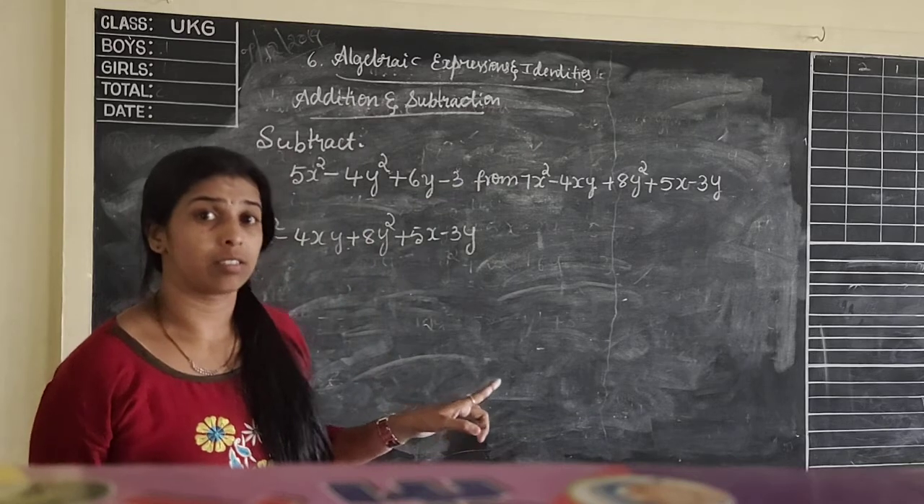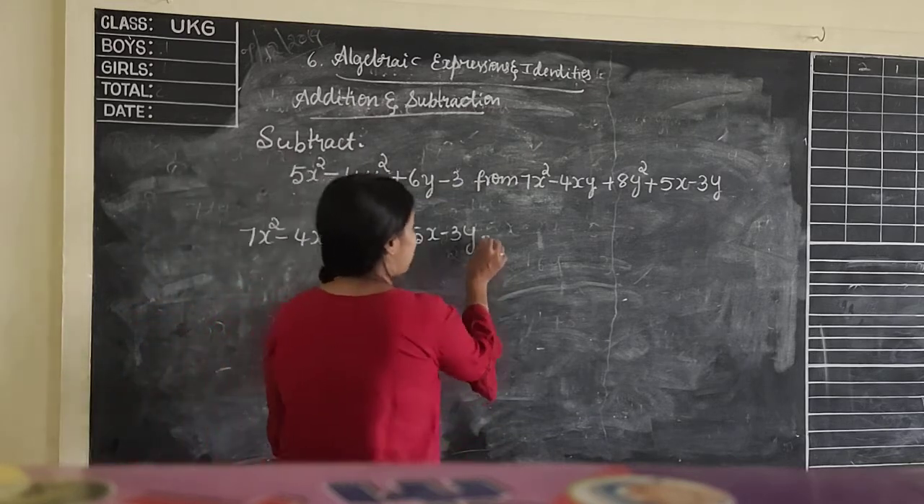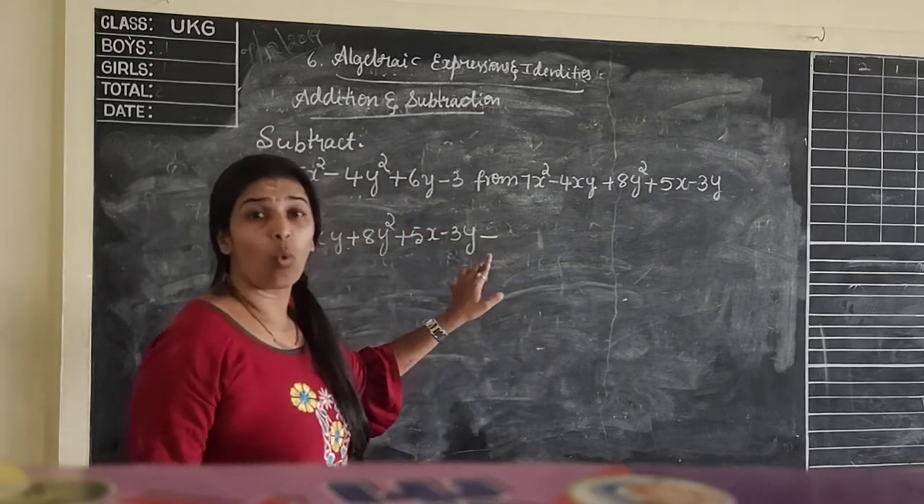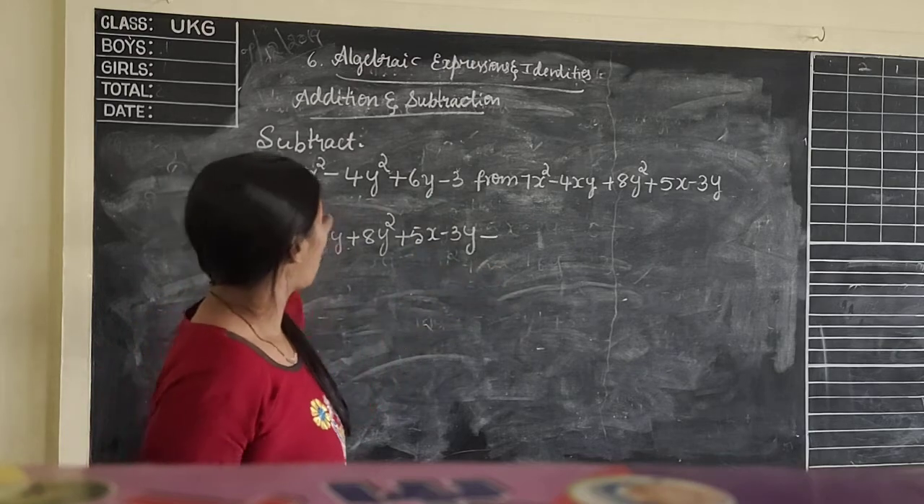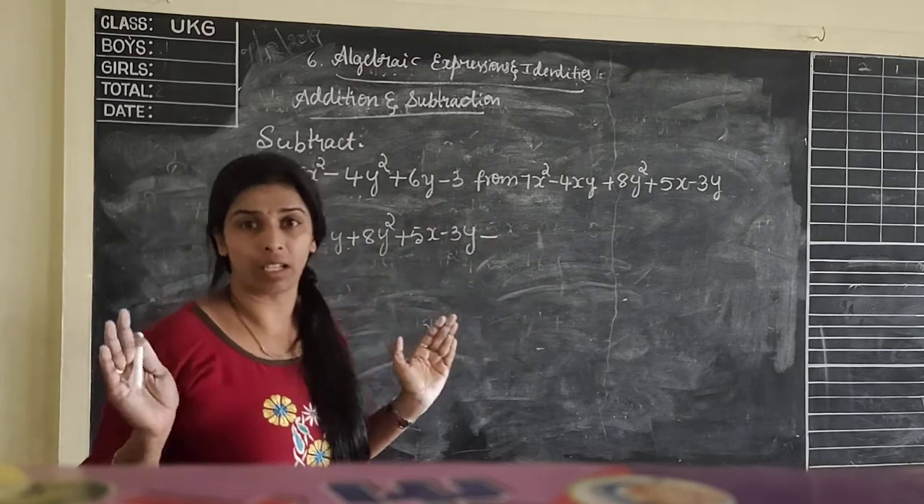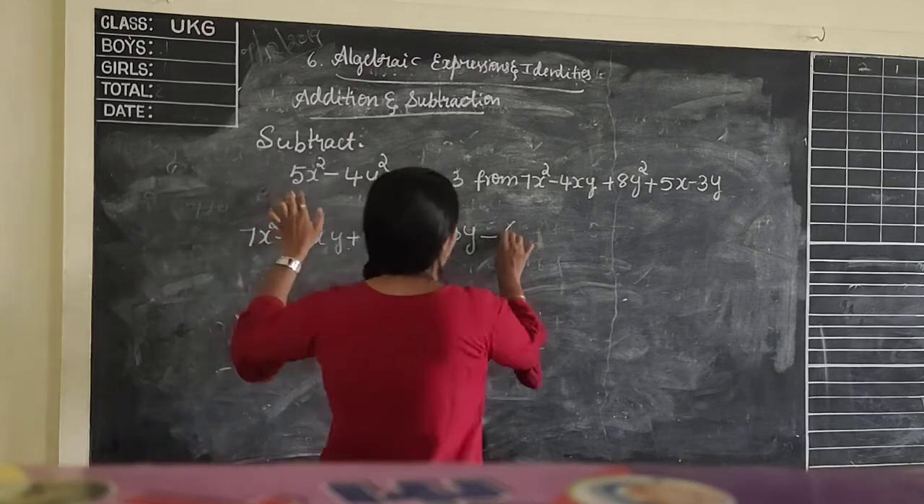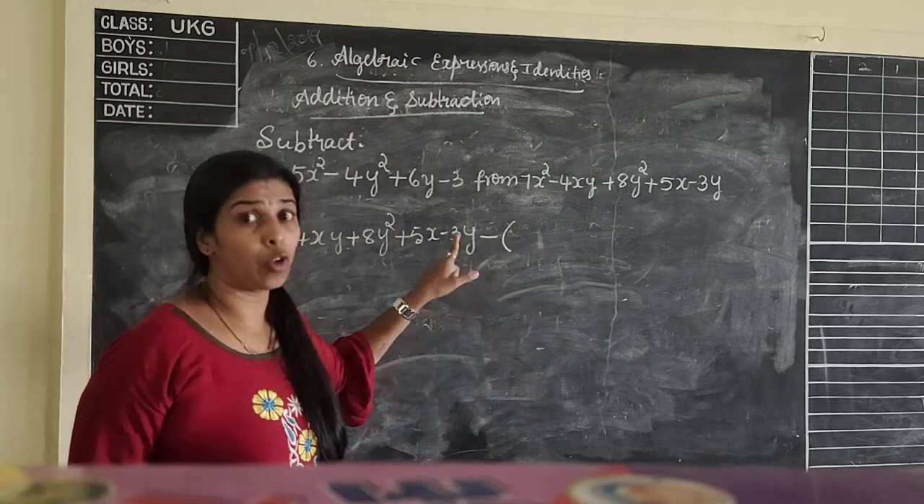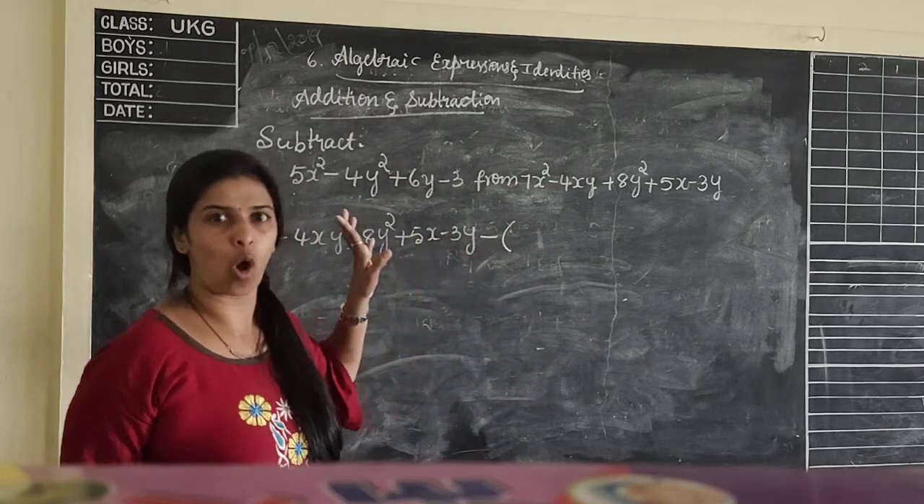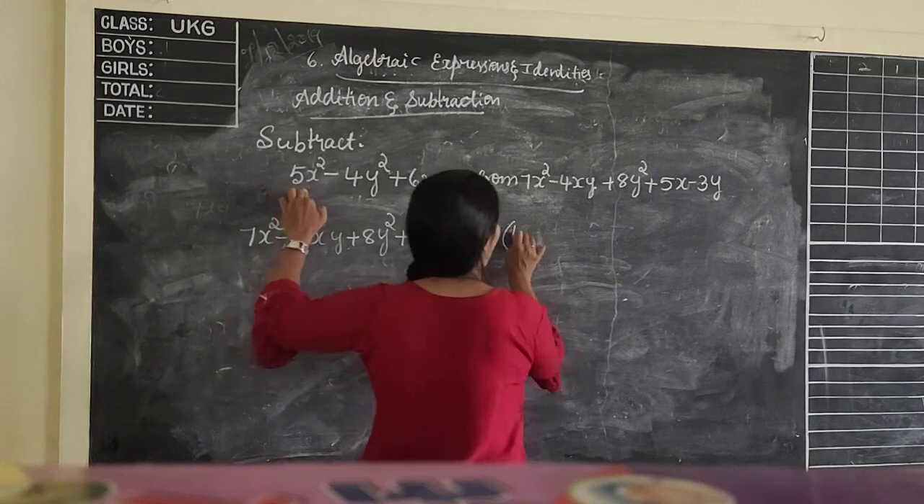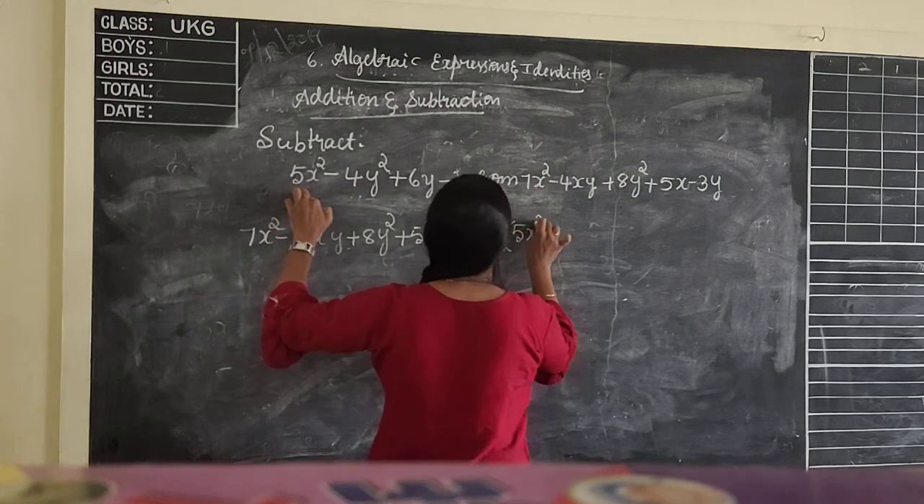Now subtract. Careful, subtract means minus. When you are writing a minus sign, all the terms must be in the bracket. Okay? It's compulsory in the bracket. If you do not put the bracket, your answer will go wrong, because we have to multiply by that sign for all the terms.